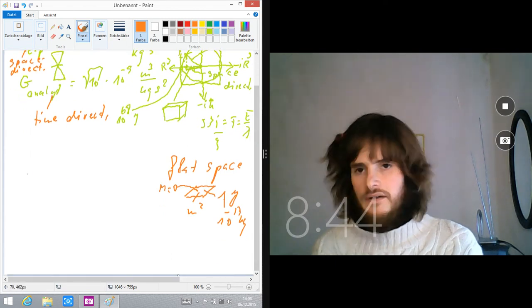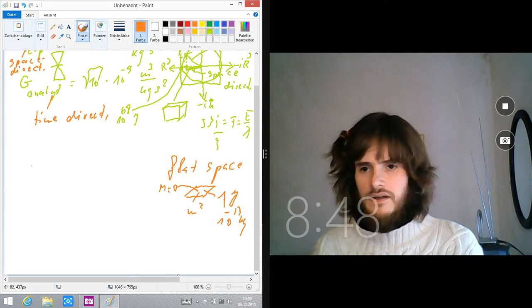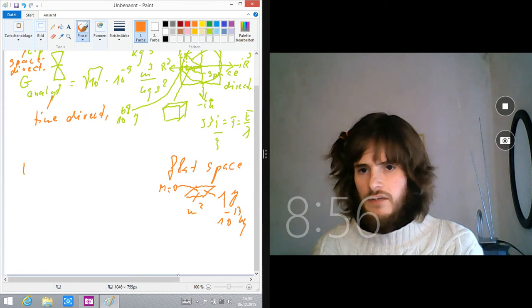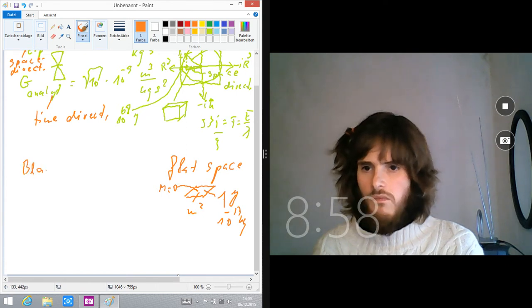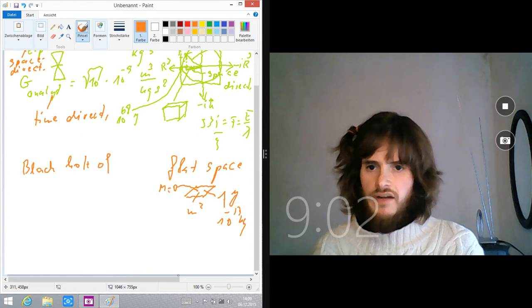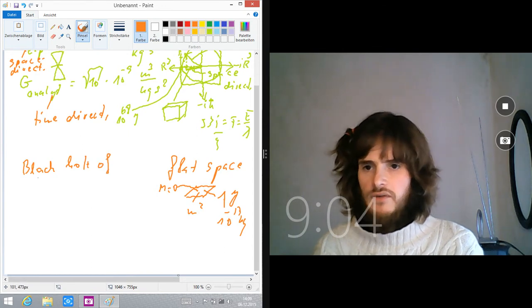Here's no mass inside, this is the flat space. And here, maybe a place where it's high energy, let's say the black hole of the universe. Or the Sun-Earth system. I take now the extreme, the black hole of the universe.